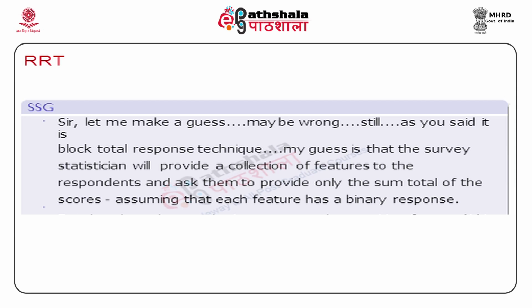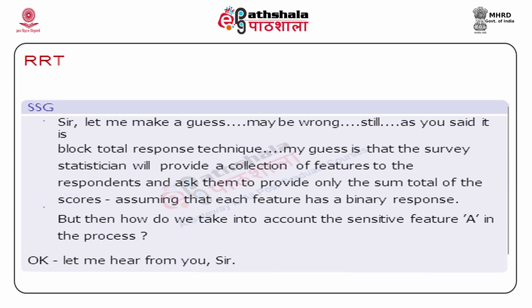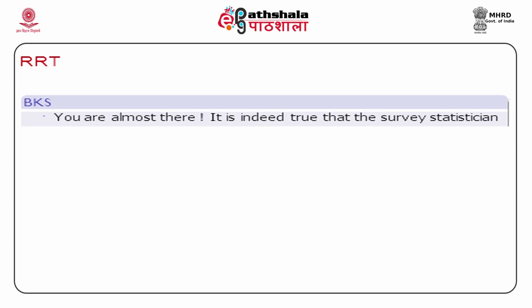My guess is that the survey statistician will provide a collection of features to the respondents and ask them to provide only the sum total of the scores, assuming that each feature has a binary response. But then how do we take into account the sensitive feature A in the process? Okay, let me hear from you, sir. Yeah, you are almost there.